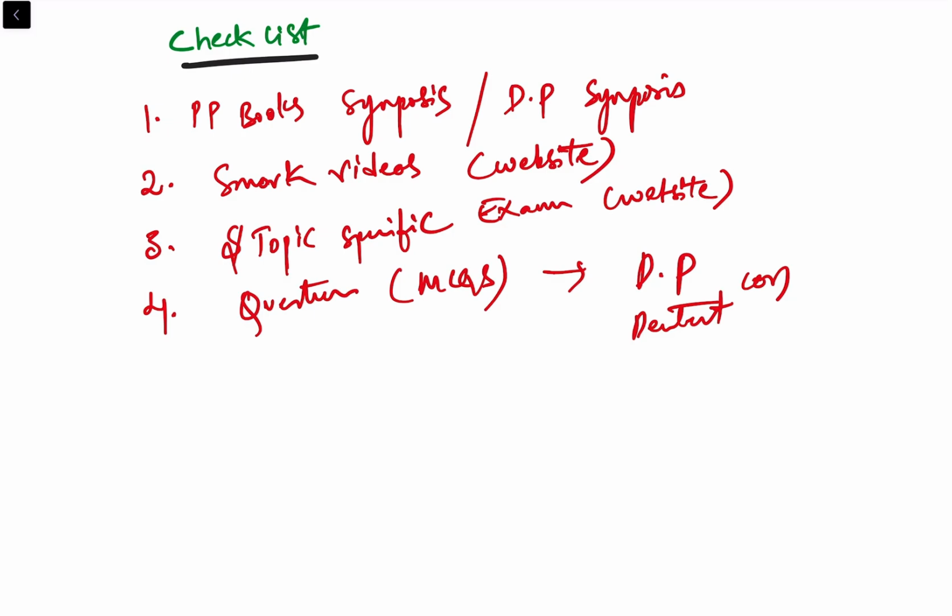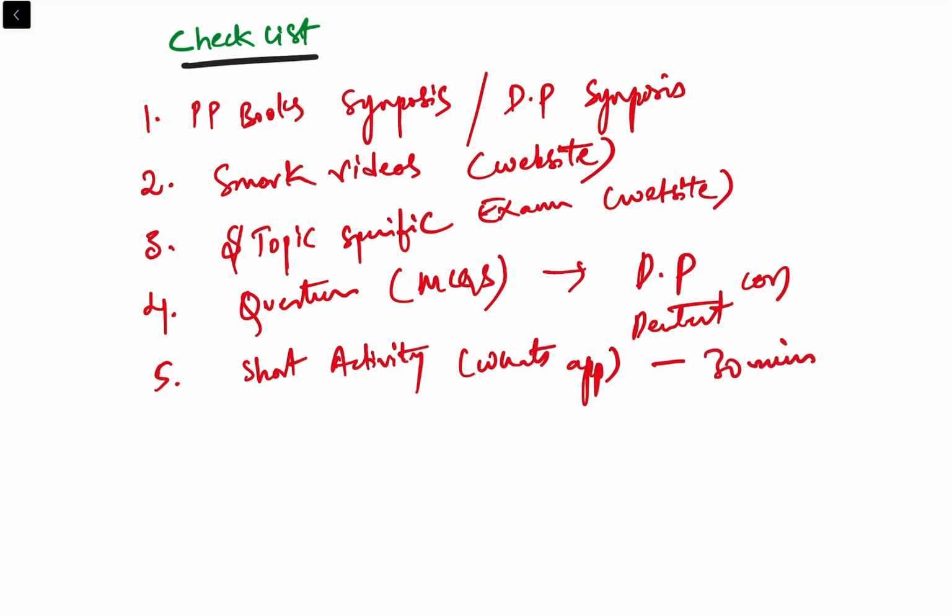Then in the evening we are going to have a short activity on WhatsApp, for 30 minutes, where we are going to discuss some diagrams, some concepts, some confusion aspects, some content directly from textbook reading. So this is the main checklist that you have to make a note of.